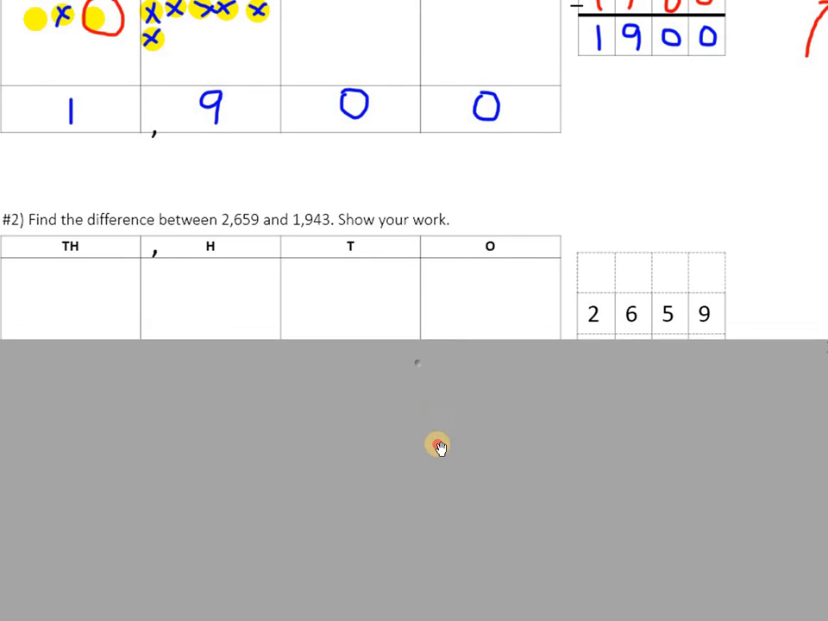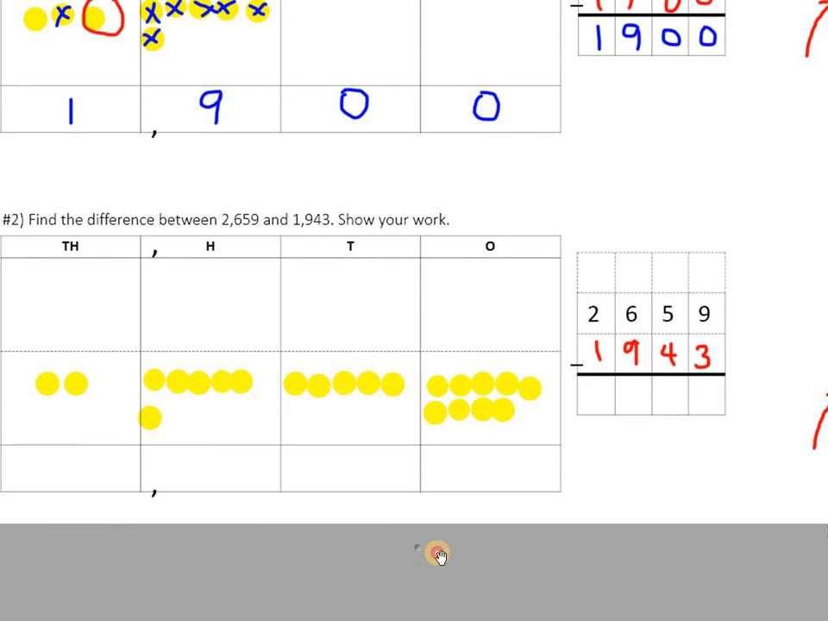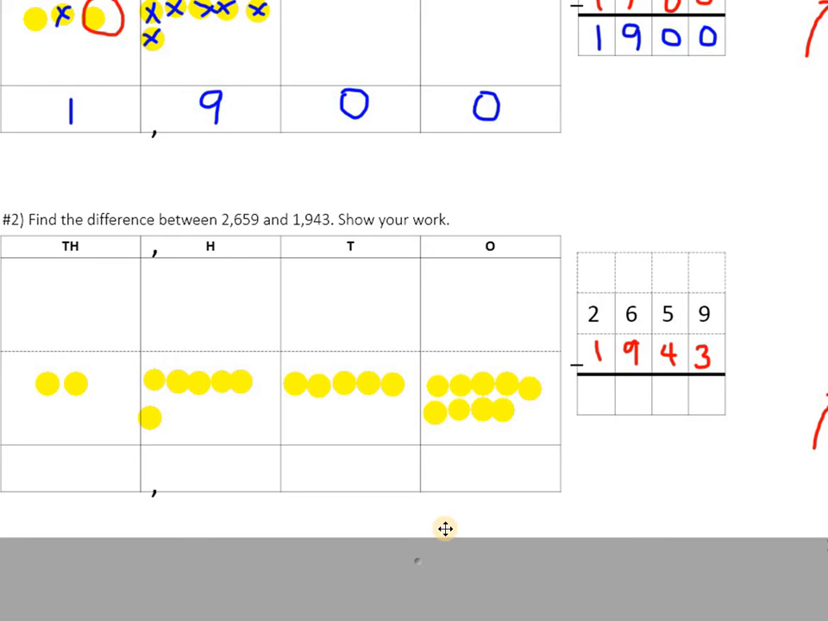Okay, so I have the problem set up. I haven't done any subtraction yet. So there's how my problem is set up. I've got 2,000, 600, 5 tens makes 50. 9 ones makes 9. So 2,659.